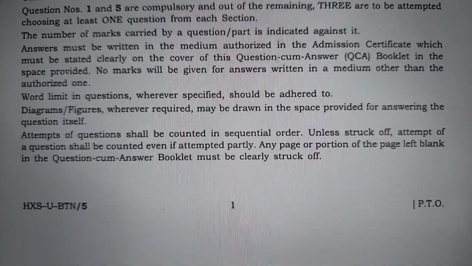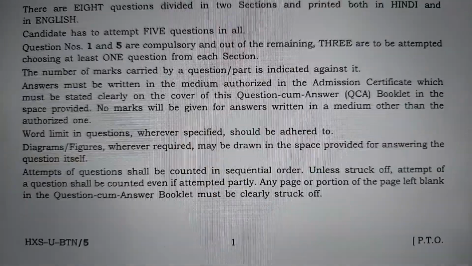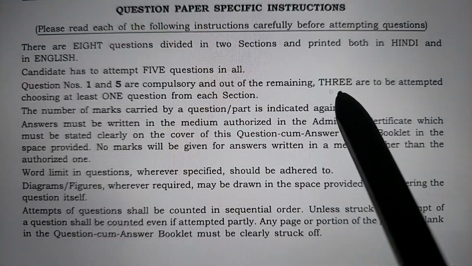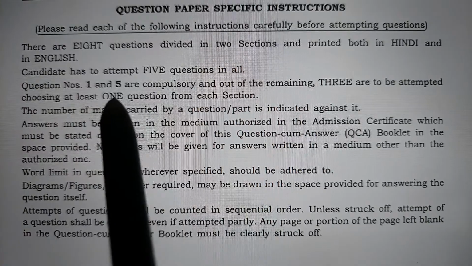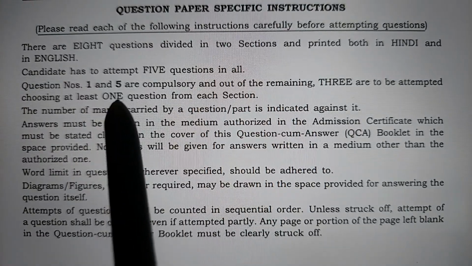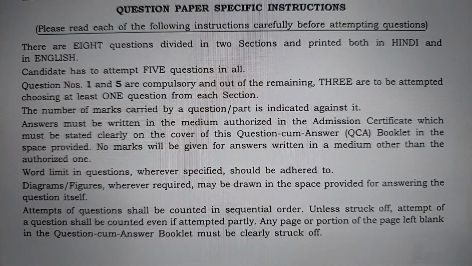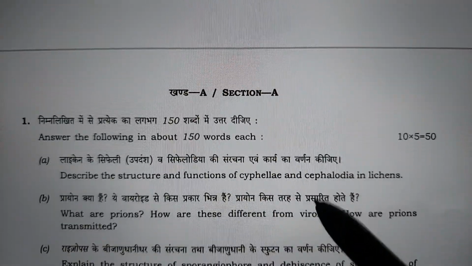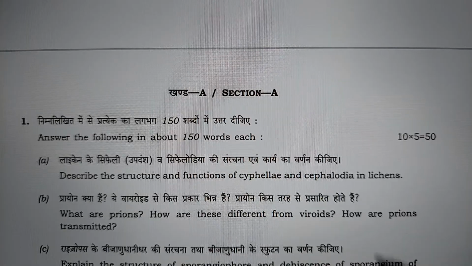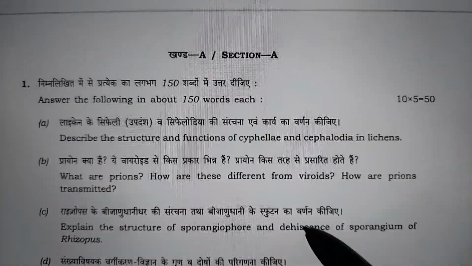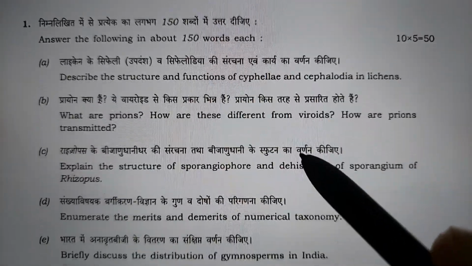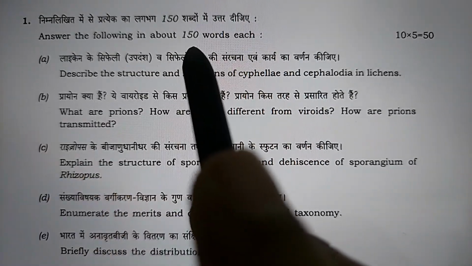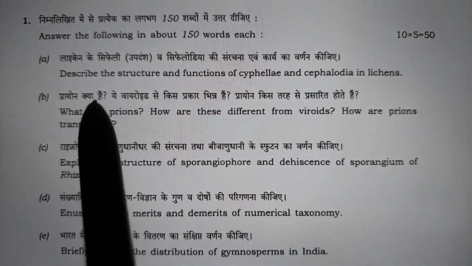As you know, you have to do only question number 1 and 5 as compulsory, and 3 have to be done from any other question, and from each section you have to choose one. So coming to the point, this one is Section A, and as you can see the first one is compulsory and is having 5 options. Answer the following in about 150 words.